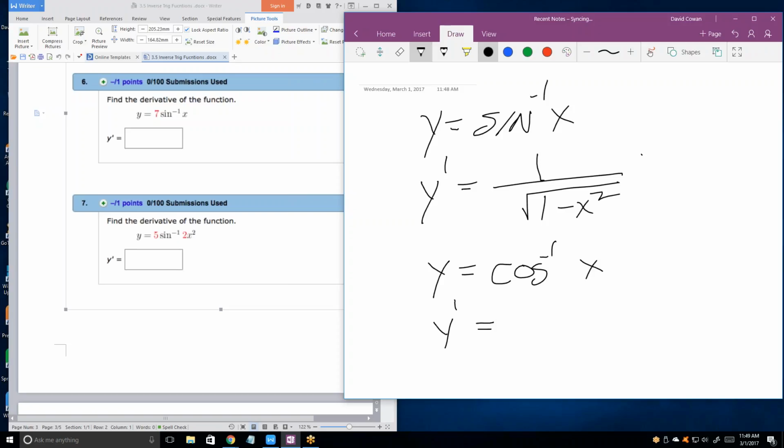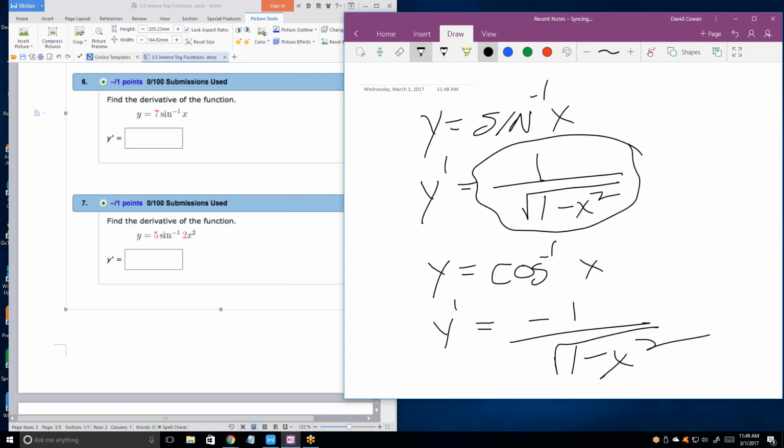Is it just the negative of that? Oh, okay. The derivative of the cofunction's inverse is the same as the primary function, only it's negative. So these are really easy to remember. So this is minus 1 over the square root of 1 minus x squared. So again, the only ones you have to remember are the inverse sine, the inverse tangent, and the inverse secant, the three that do not have the word co in front of their name.